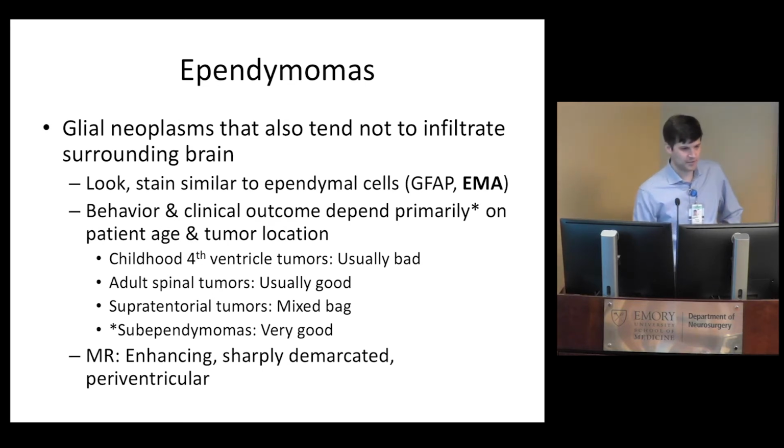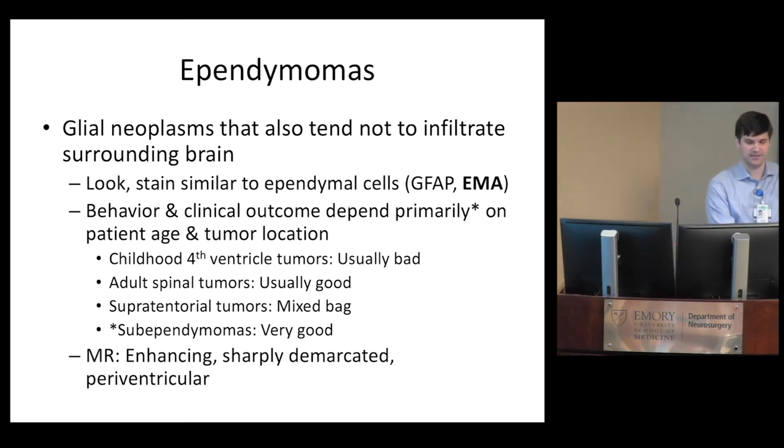Ependymomas. All right, so we talked about perivascular orientation, which leads us to ependymoma. These are glial neoplasms that also tend not to infiltrate the surrounding brain, so they are also poorly infiltrative, but we think of them in a little bit of a different category than the poorly infiltrative gliomas I was speaking of earlier. They look and stain similar to ependymal cells, so they're GFAP positive, but they're also EMA positive. EMA is epithelial membrane antigen.